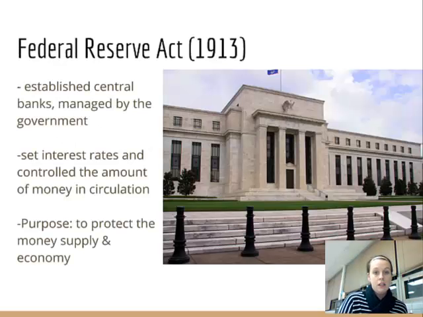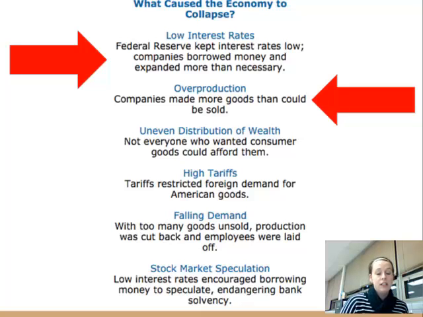So remember from our progressive era unit that the Federal Reserve was established in 1913 and it was a central bank, so a bank controlled by the federal government. And its purpose was to protect the money supply and the economy in the United States. So some duties of the Federal Reserve are to set interest rates and actually produce and control the amount of money in circulation.